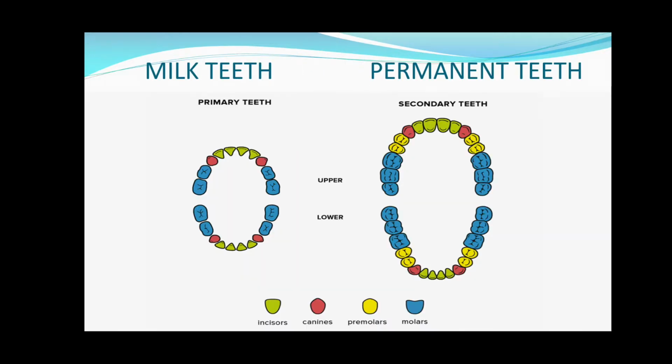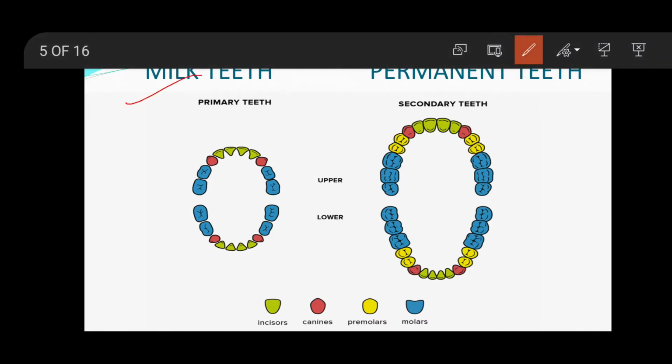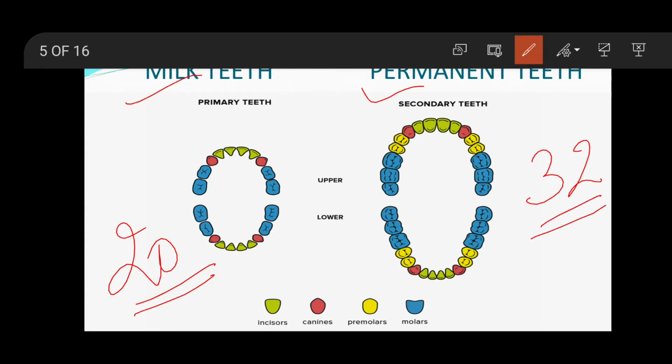Students, teeth start growing before we are born, but they begin to appear from the gums at about 6 months of age. So all of us have two sets of teeth in our lifetime. First is the milk teeth, or the temporary teeth, and the other one is permanent teeth. Milk teeth are 20 in number and they are replaced by permanent teeth, which remain with us till old age, and these permanent teeth are 32 in number. So we have two sets of teeth in our lifetime.